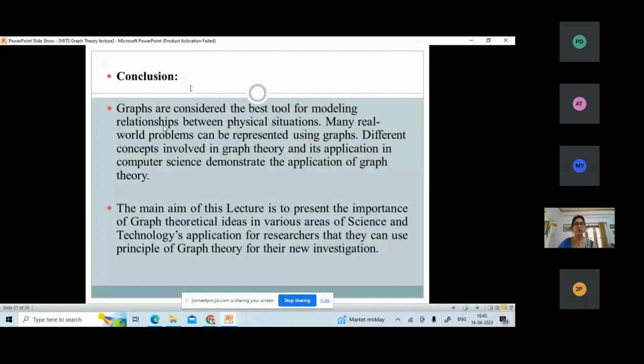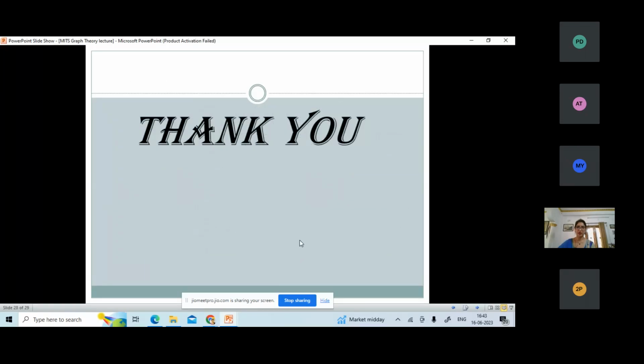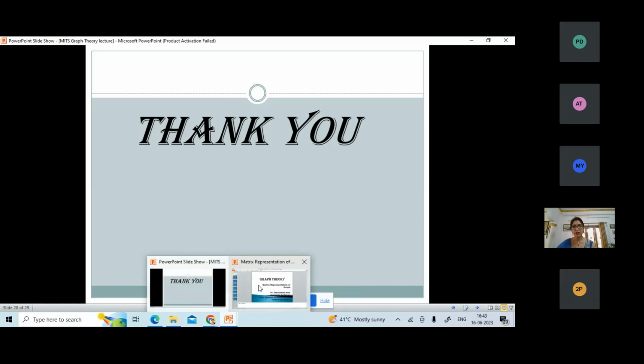Different concepts involved in graph theory and its applications in computer science demonstrate the application of graph theory. The main aim of this lecture is to present the importance of graph theoretical ideas in various areas of science and technology, so that researchers can use the principles of graph theory in their new investigations.